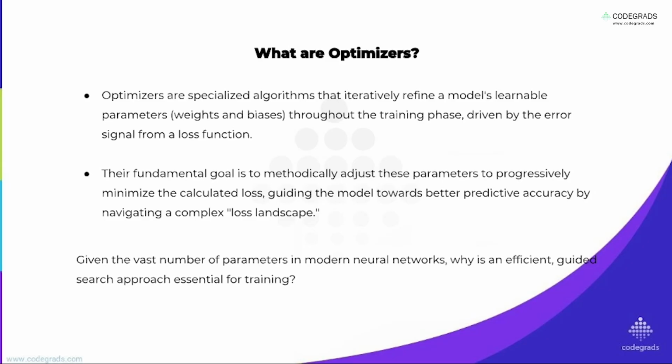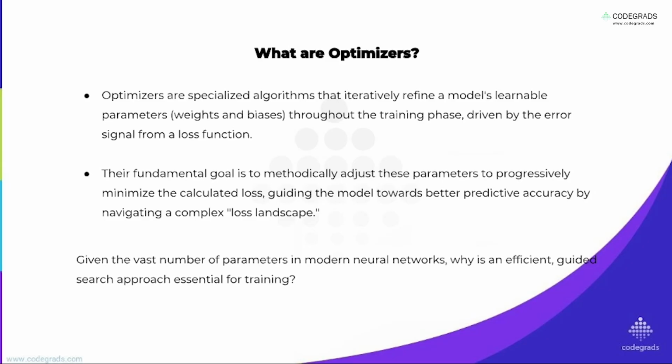Optimizers are at the core of training machine learning models, especially neural networks. These specialized algorithms iteratively refine a model's learnable parameters, weights, and biases during training, driven by an error signal from a loss function. Their fundamental goal is to methodically adjust parameters to progressively minimize loss, guiding the model towards better predictive accuracy by navigating the complex loss landscape.